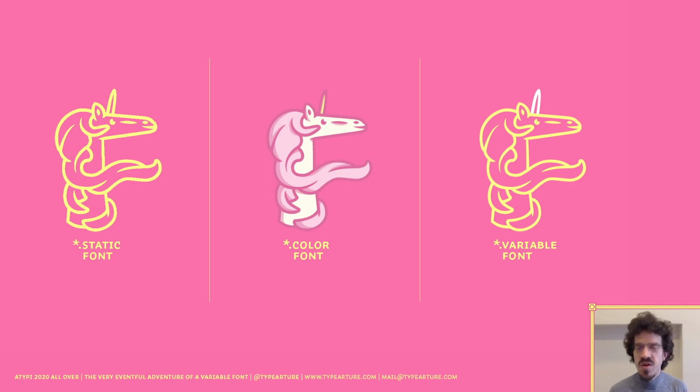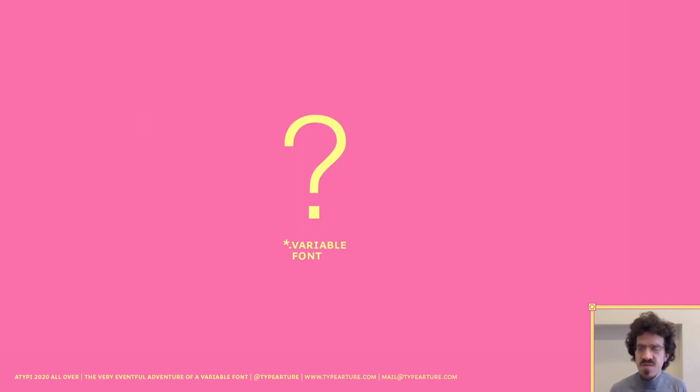So now we have these 2 static versions and a variable font. How do these relate? I felt that these 2 static variants were a bit different from the variable font. The variable font was more. It included like every version of the unicorn font out there. Perhaps it almost felt alive.